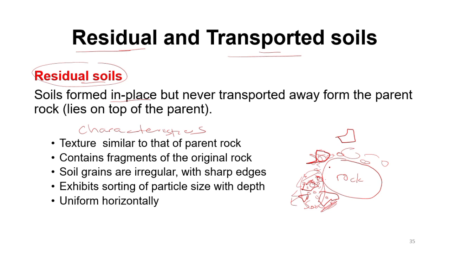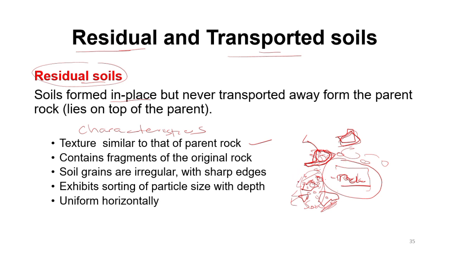Moreover, the mineral contents of residual soils closely match that of the parent rock. So when you check the mineral composition of this residual soil and you compare it to the mineral composition of the parent rock, they closely match. Moreover, the texture is similar to that of the parent rock. They contain fragments of the original rock. So this is the original rock. The soils being formed, known as the residual soils, contain fragments of the original rock.